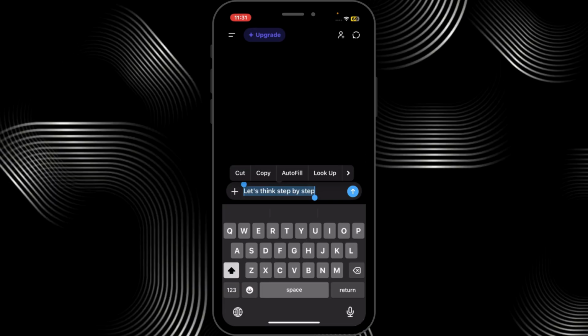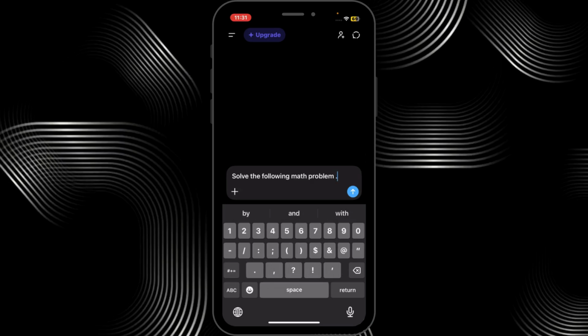Step 2, instruct with explicit steps. For highly technical, multi-constraint, or creative problems, guide ChatGPT by outlining the exact stages of the thought process you want it to take. Like, solve the following math problem.